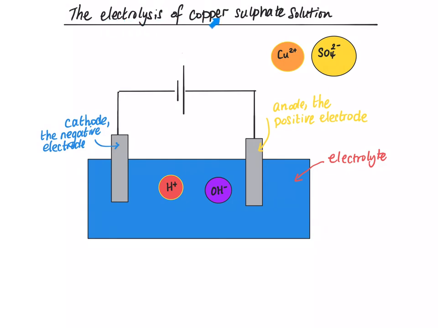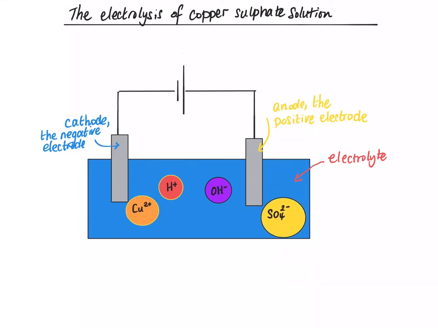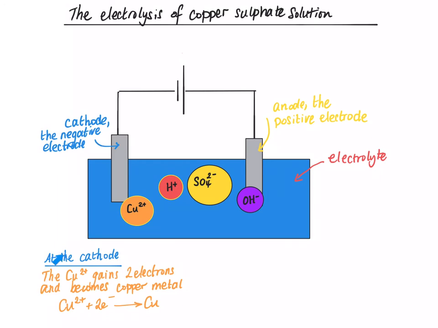In the electrolysis of copper sulfate solution, we have H+ and OH- because there's water present, but we also have Cu2+ and SO4 2-. At the cathode, the negatively charged electrode, the Cu2+ is attracted to the cathode, and the Cu2+ gains 2 electrons and becomes copper metal. And the equation for that is Cu2+ + 2e- goes to Cu.